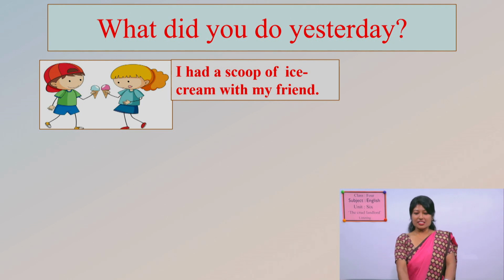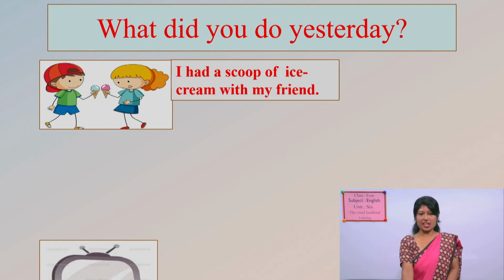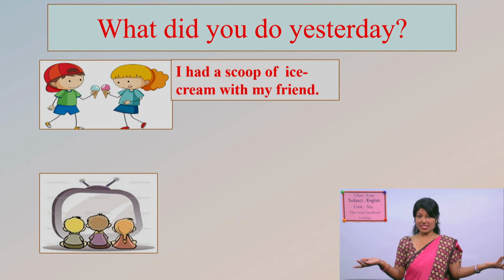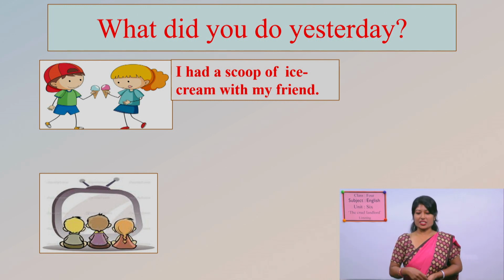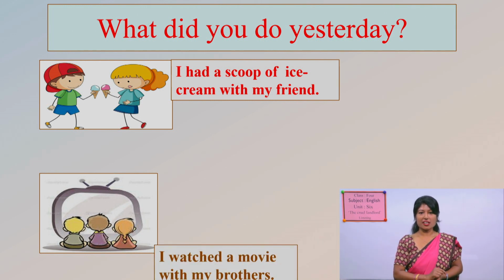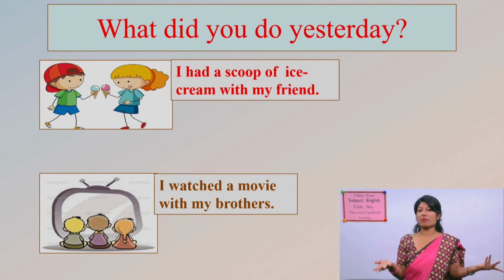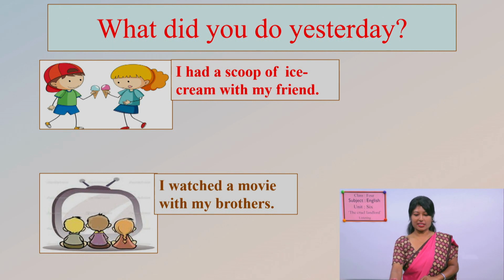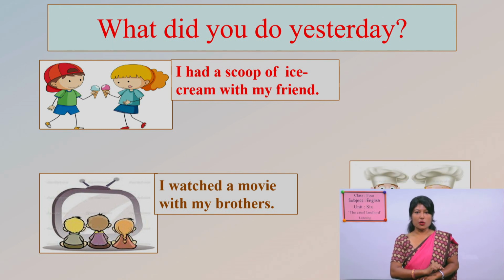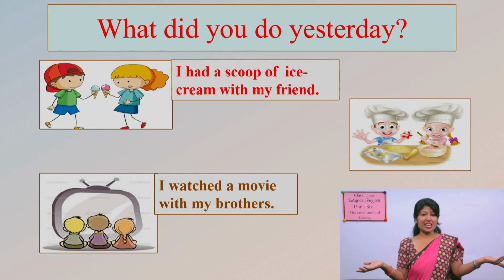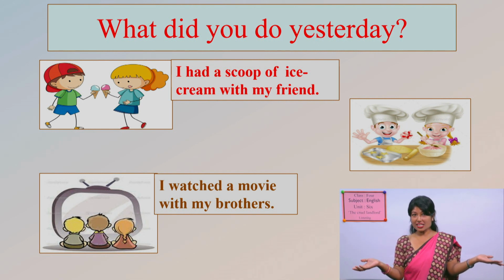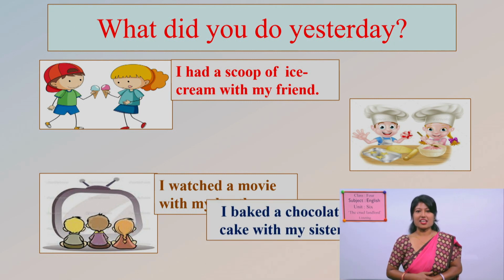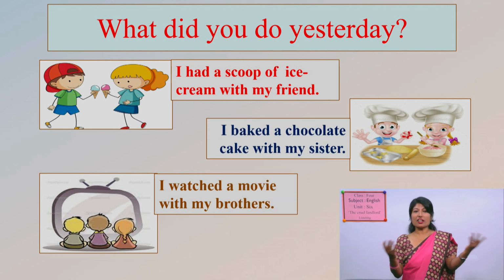Okay, so next. What did you do yesterday? Alright, you could say, I watched a movie with my brothers. Next picture. What did you do yesterday? Clue is here as a picture. So what did you do yesterday? Yes, I baked a chocolate cake with my sister.